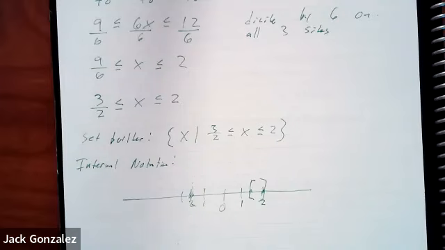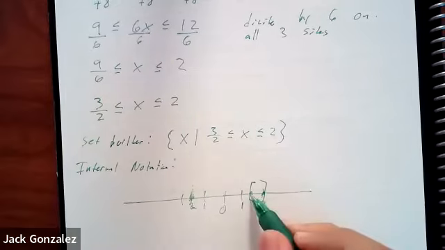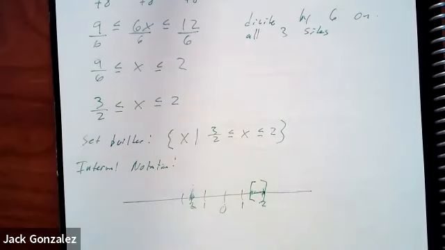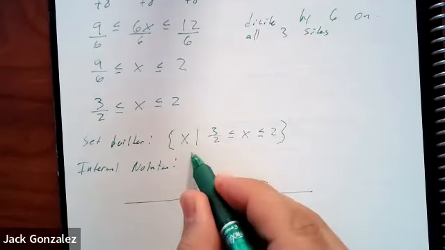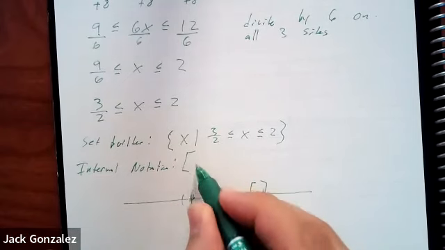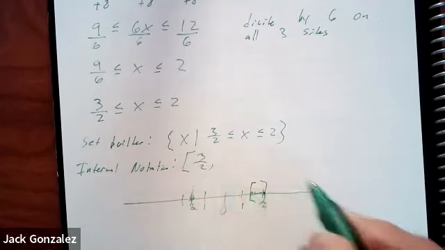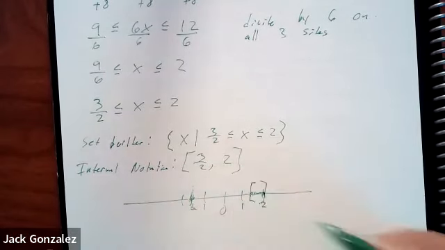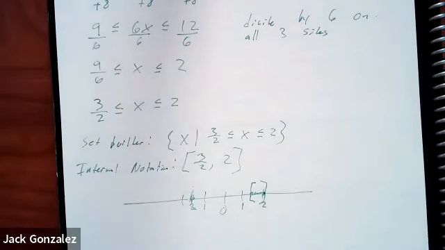So it should be after 1. So we're including them, you put your brackets. So really, we're just right here. So we would say bracket 3/2, comma 2, bracket. So make sure you put your brackets on your values because they are equal to.